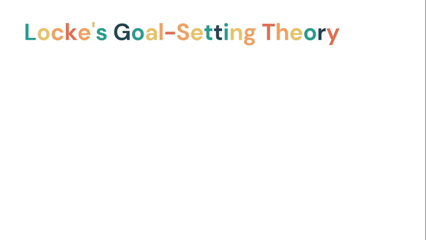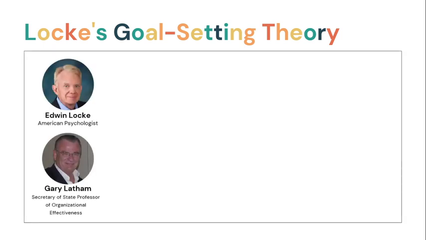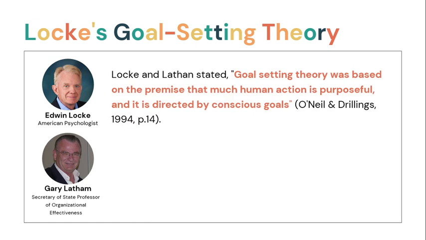Locke's goal setting theory was primarily developed by Edwin Locke, an American psychologist, and Gary Latham, the Secretary of State Professor of Organizational Effectiveness. According to Locke and Latham, goal setting theory was based on the premise that much human action is purposeful and directed by conscious goals, meaning humans act with a purpose, and people continuously strive and act towards goals because goals give purpose or meaning to their actions.